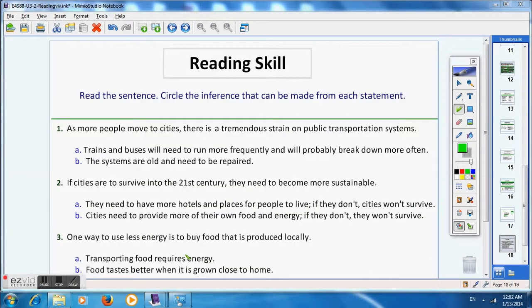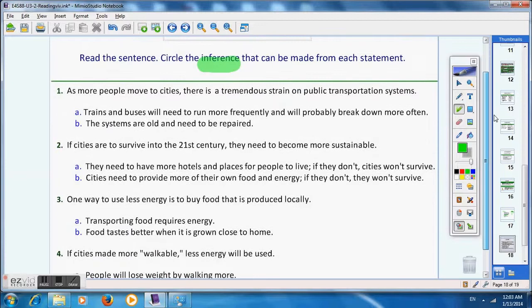Reading skill. Read a sentence. Circle the inferences that can be made from each statement. The first statement: As more people move to cities, there is a tremendous strain on public transportation systems. So what is the inference of the first statement? A. Trains and buses will need to run more frequently and will probably break down more often. B. The systems are old and need to be repaired.